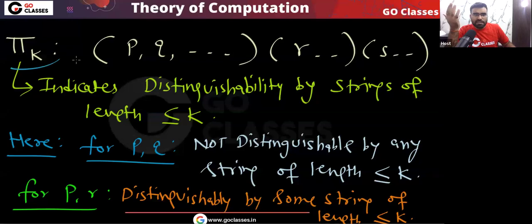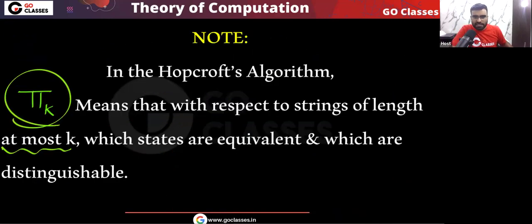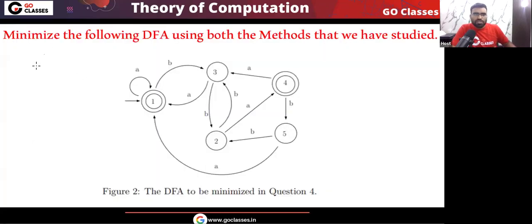Okay, but till now I can say that if this is your pi k, then p and q are not distinguishable by any string of length at most k. And remember, p and r are distinguishable by some string of length at most k. So this is what your pi k indicates. I hope you understood. Okay, let's solve this question.